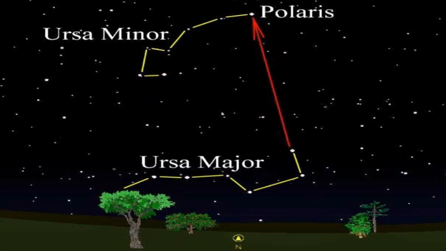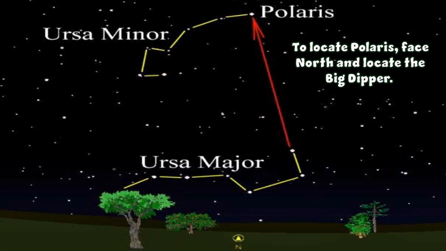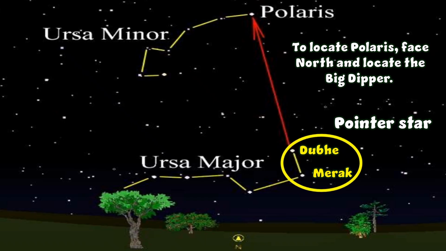To locate Polaris, face north and locate the Big Dipper. Locate the pointer stars, Dubhe and Merak. They will directly point to the location of Polaris.